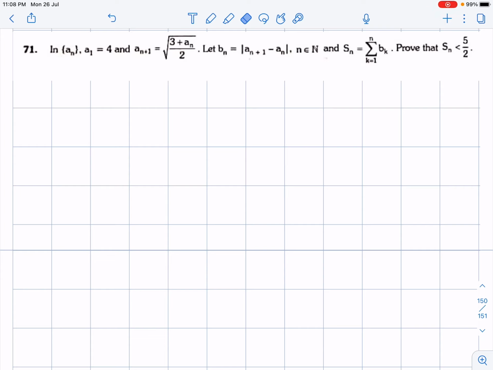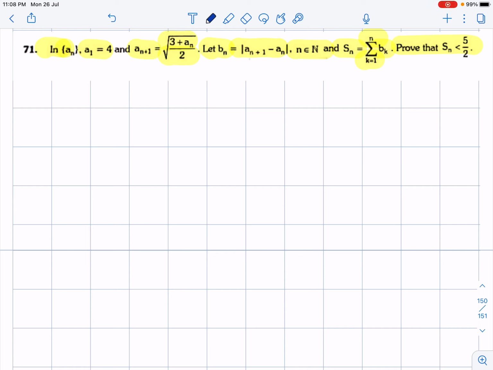Here I came up with the 71st question written on the screen. What is the problem statement of the question given to us? In a sequence, a1 is equal to 4, a(n+1) is equal to root 3 an by 2, bn is equal to mod of a(n+1) minus an for n belonging to natural numbers, Sn is equal to summation k is equal to 1 to n of bk. Prove that Sn is less than 5 by 2.